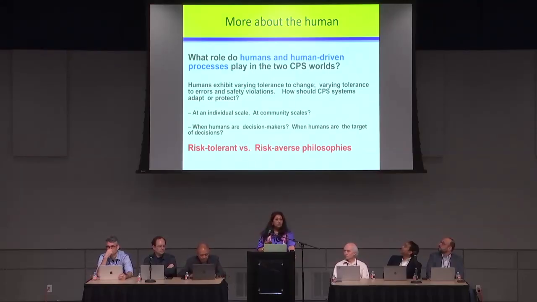Humans also have a completely different tolerance to errors and safety violations. I'm willing to go in an autonomous car that suddenly brakes, somebody else might not be. So how should CPS systems adapt? How should CPS systems protect, at an individual scale and at a community scale, because decisions you make as an individual may affect the community and others? So what happens when humans are decision makers and humans are the targets of these decisions?